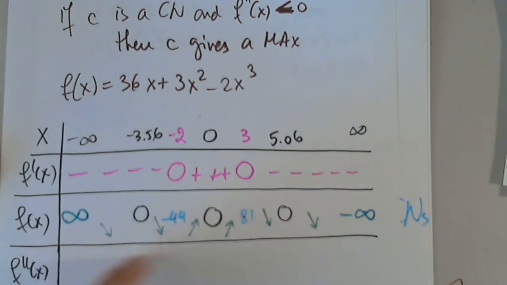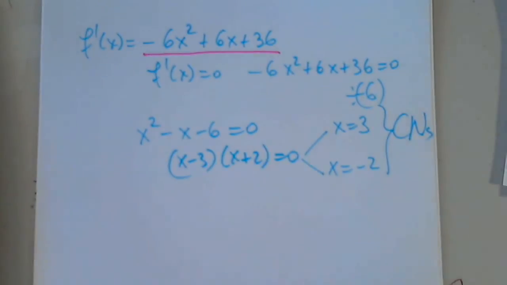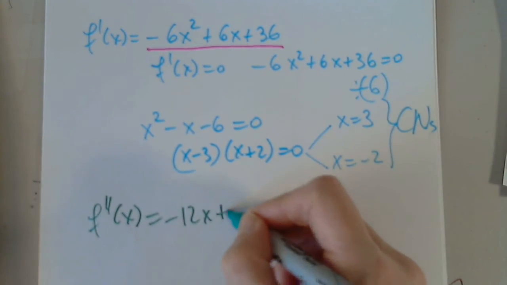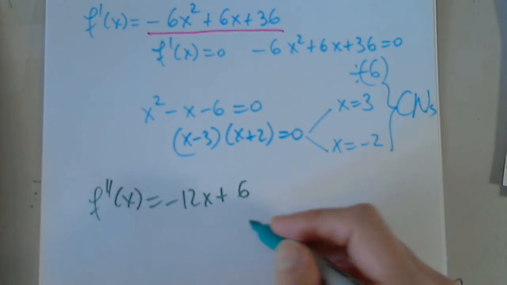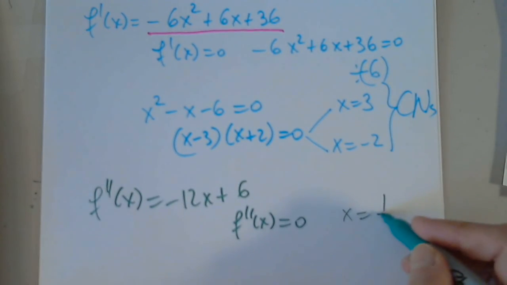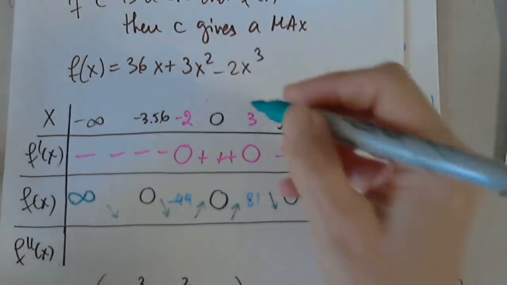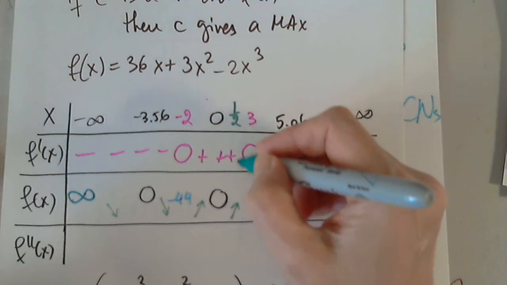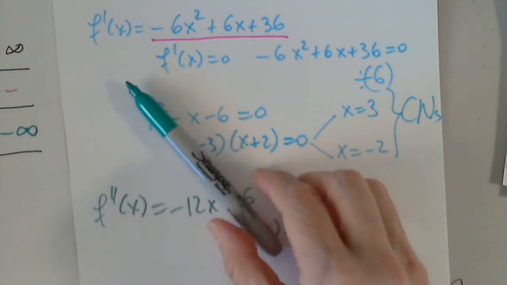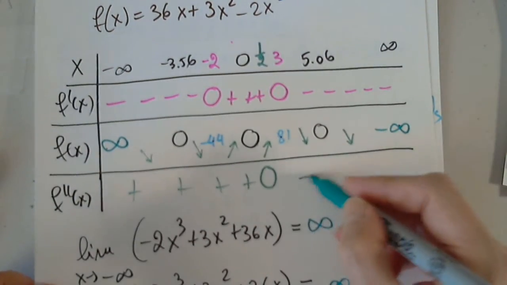Now I have to discover what the second derivative has to say. I have to find the second derivative first, which is negative 12x plus 6. And when I set this equal to 0, I get x equals 1/2. Okay, do I have room for 1/2? Not really. It's a linear function with a negative slope. It has to come from positive and go to negative. Or you plug in numbers, whatever you want to do.